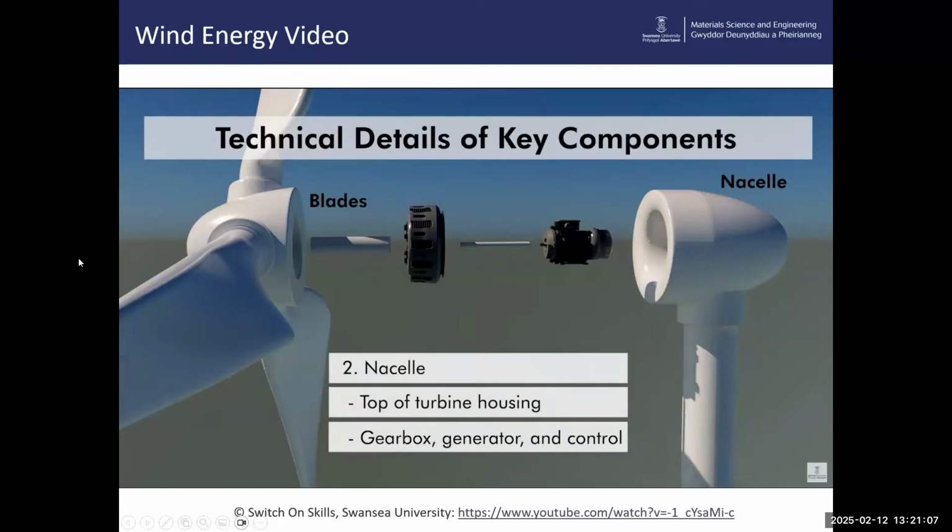3. The tower, usually made of steel, can be over 100 meters tall. The height allows the blades to reach higher and more consistent wind speeds. And 4. The foundation. Depending on the water depth, foundations can be monopile, jacket, or floating. Monopiles are used in shallow waters, jackets in deep waters, and floating foundations for the deepest locations.